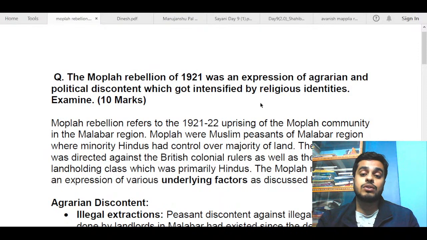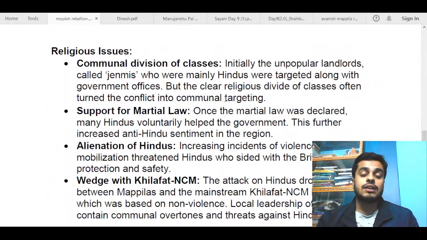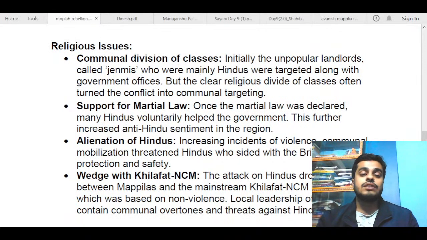So you have to talk about this religious part also, that how the religious discontent intensified this revolt. So in the next part, we go on to talk about the religious issues. So, communal division of classes. Now I told you earlier that it was divided into 2 classes, Hindus and Muslims, and basically the peasants were the Muslim dominated class and the landlords or the landowners were the Hindus.